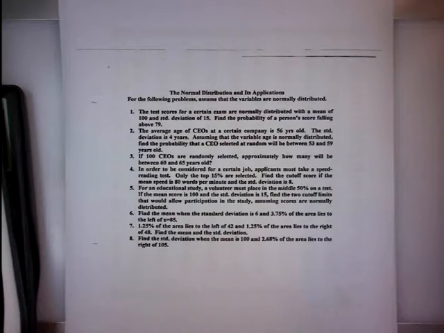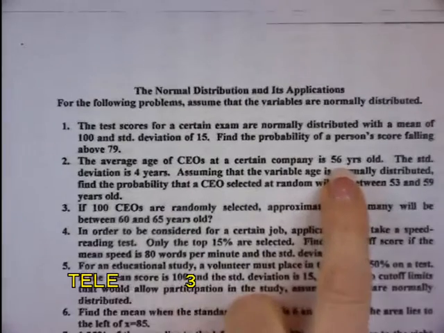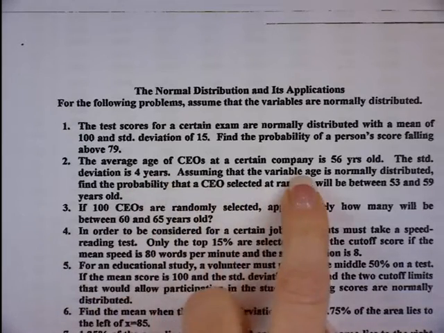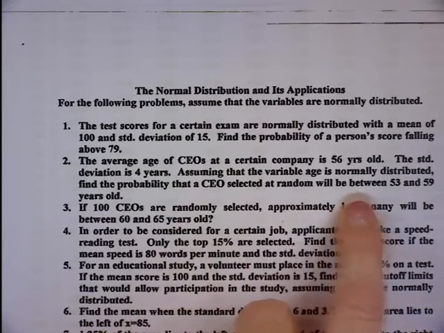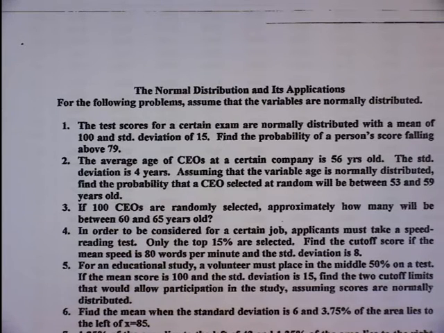Question number 2 and 3 are going to be tied in together. The average age of CEOs at a certain company is 56 years old. The standard deviation is 4 years old. Assuming that the variable age is normally distributed, find the probability that a CEO selected at random will be between 53 and 59 years old. So I am going to write all of this out, and we are going to find this probability. By hand, this is going to involve 2 z-scores.